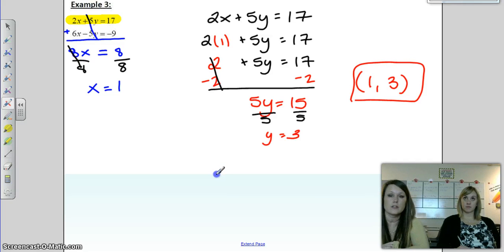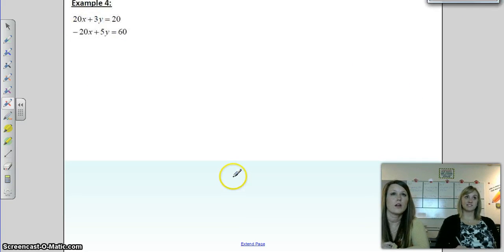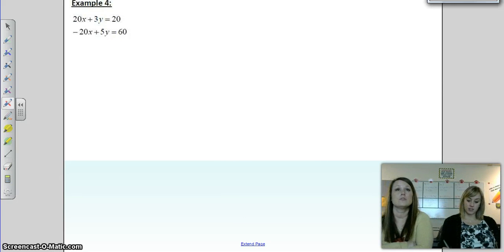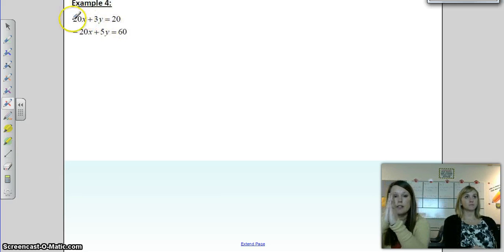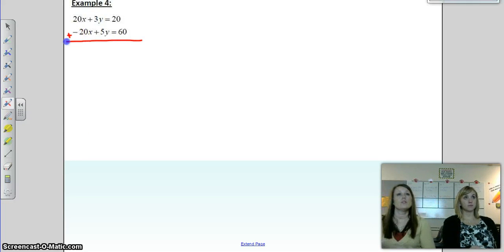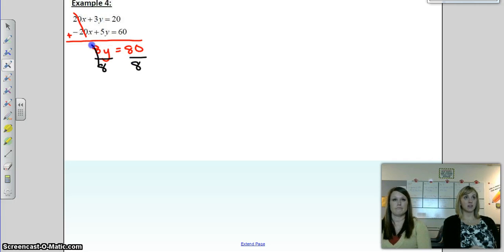Let's see what this last one looks like. All right, oh, I see two that are very similar. This is awesome. So again, makes life so much easier. I have the same number in front of x, one's positive, one's negative. Yep. That's my whole goal before I can start. So it's already set up for me. I can combine by adding. Got it. So we're going to add those together, and that 20x minus 20x is nothing. Right? 8y equals 80. Get your y alone, just like we've been doing. Divide by 8. 80 divided by 8 is 10.